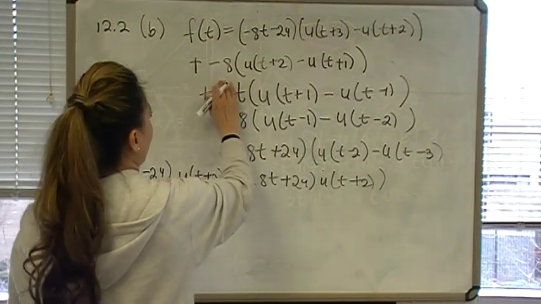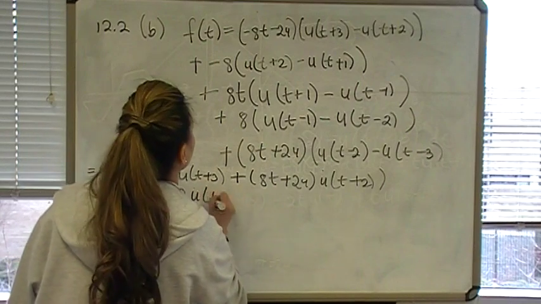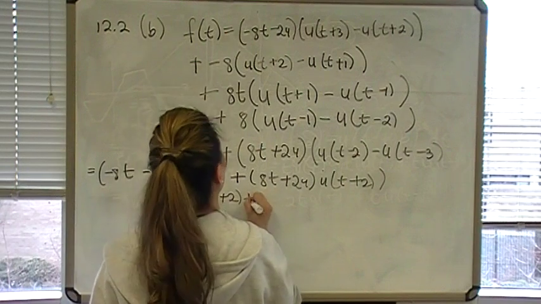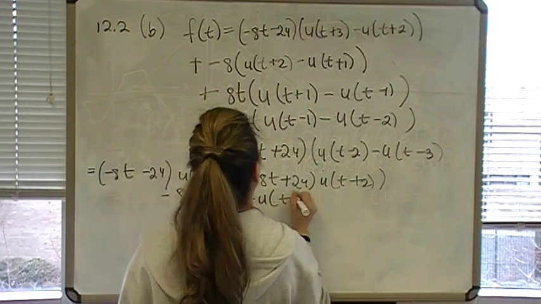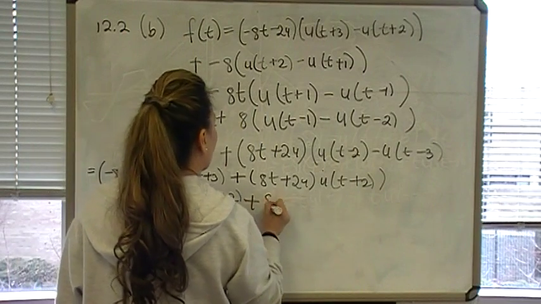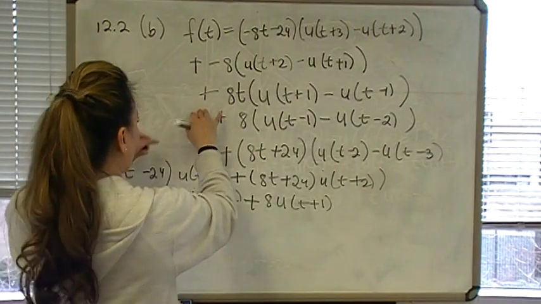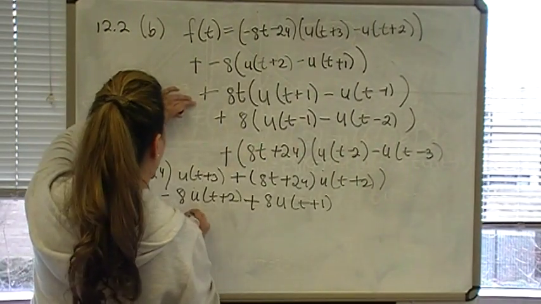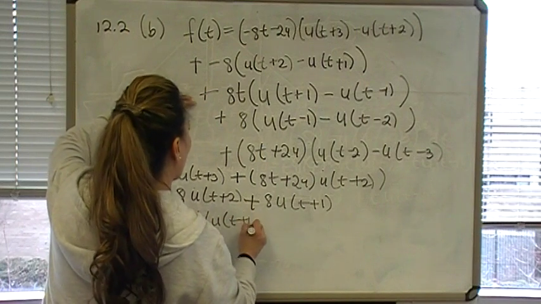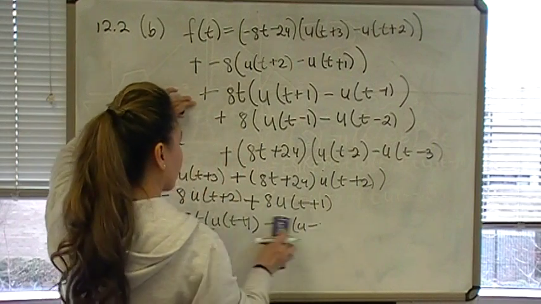Next term, this gives me minus 8 u of t plus 2. Minus and a minus is a positive, gives me plus 8u of t plus 1. Down here we have plus 8t times u of t plus 1 minus u of t minus 1 minus 8.